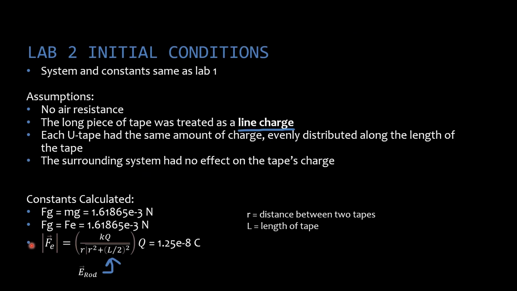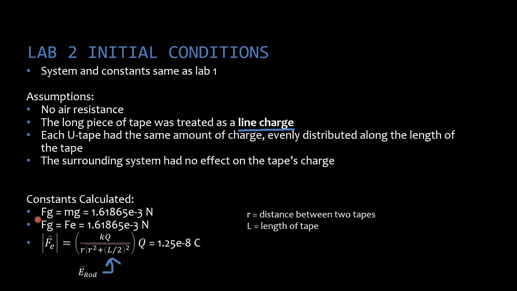Now onto our lab 2 initial conditions. The system and constants were the same as lab 1, meaning our length, mass, and force of gravity were not changing, because we didn't change any of the tapes or any of the data points from lab 1. The assumptions were similar: there was no air resistance, and the tape was said to have the same amount of charge, evenly distributed along the length. The only real big difference was that the long piece of tape was treated as a line charge instead of a point charge. And the surrounding system was assumed to have no effect on the tape's charge.